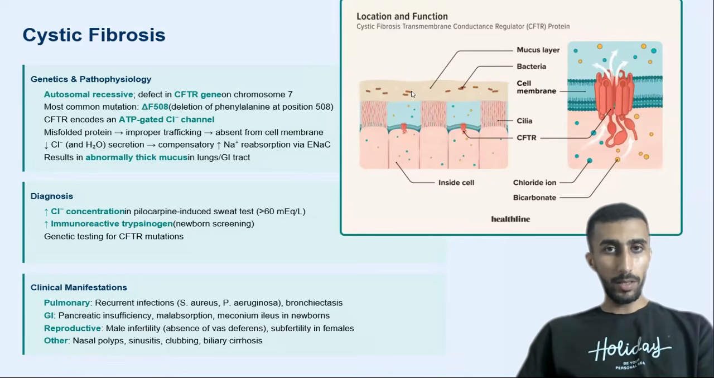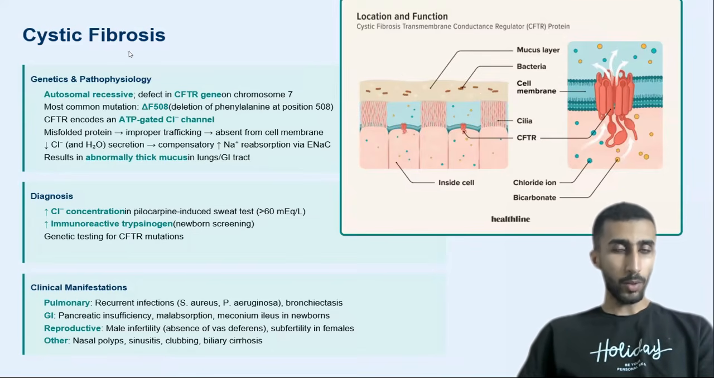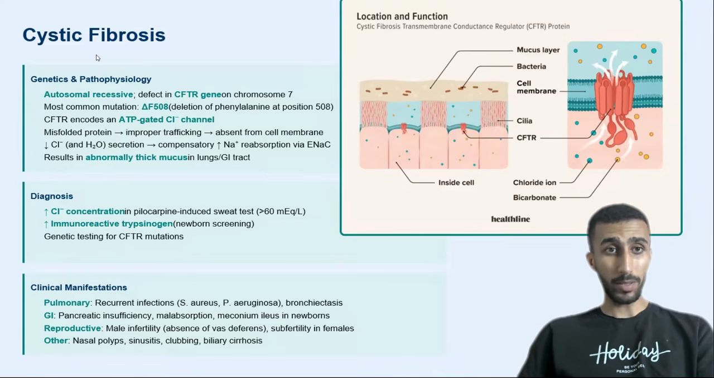Then a very high yield disease that is highly tested on the USMLE, which is cystic fibrosis. It's guaranteed that you're going to get one or more questions in your exam about cystic fibrosis. It is an autosomal recessive disorder. There is a defect in the CFTR gene, the cystic fibrosis transmembrane conductance regulator gene, on chromosome number 7. The most common mutation is the deletion of phenylalanine at position 508.